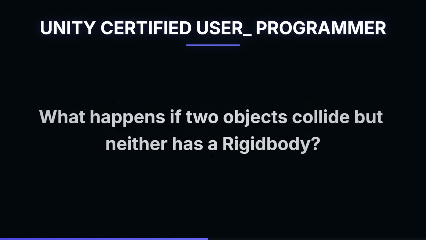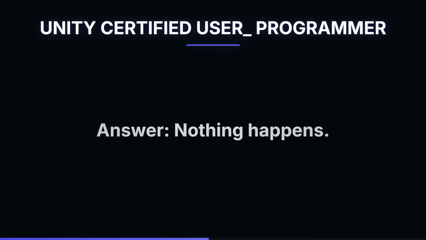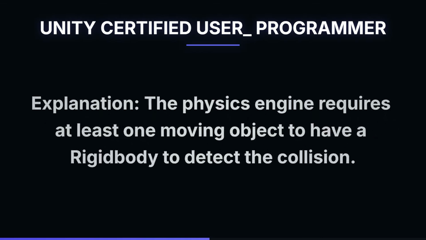12. What happens if two objects collide but neither has a Rigidbody? Answer: nothing happens. Explanation: the physics engine requires at least one moving object to have a Rigidbody to detect the collision.